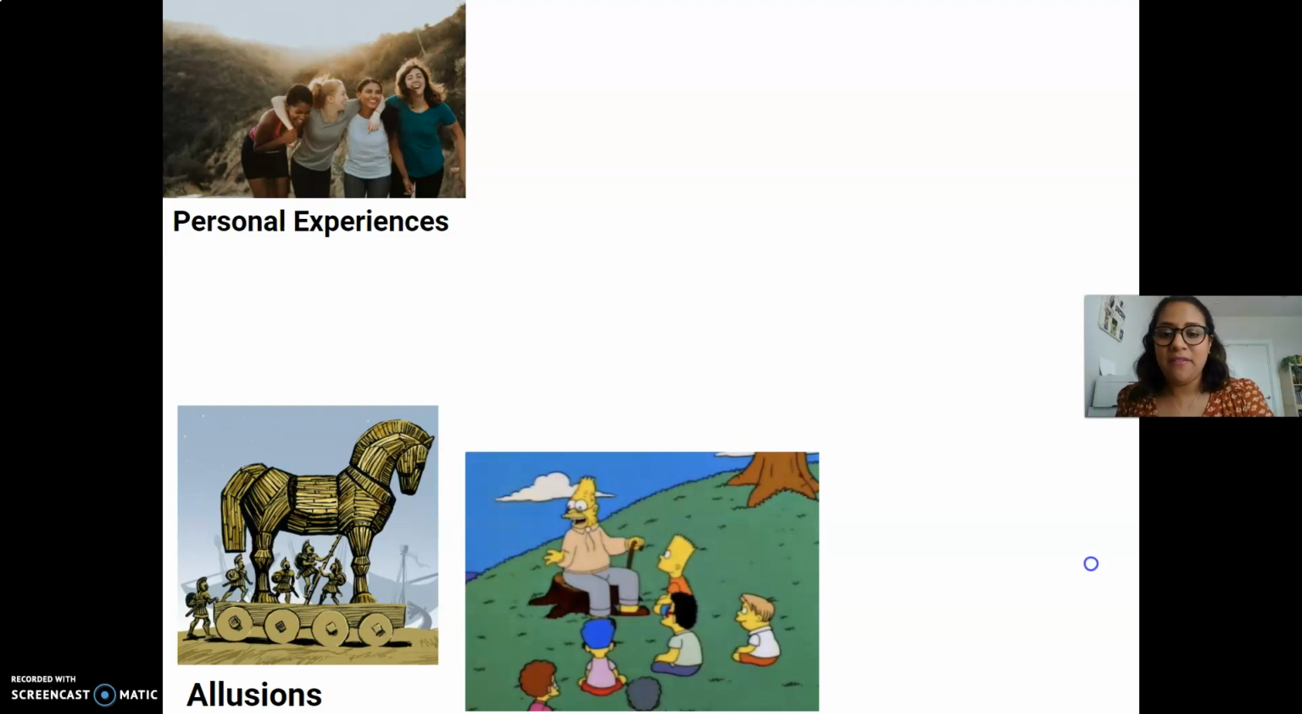The other type of evidence is anecdotes. So think about a grandparent talking about something that happened to them when they were younger. Typically, anecdotes have a kind of lesson. Sometimes they're humorous. They're just an engaging way to tell a story that has a purpose.